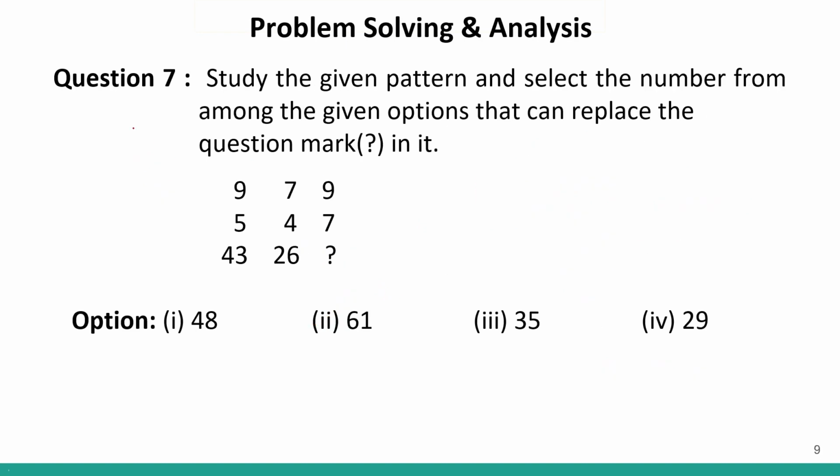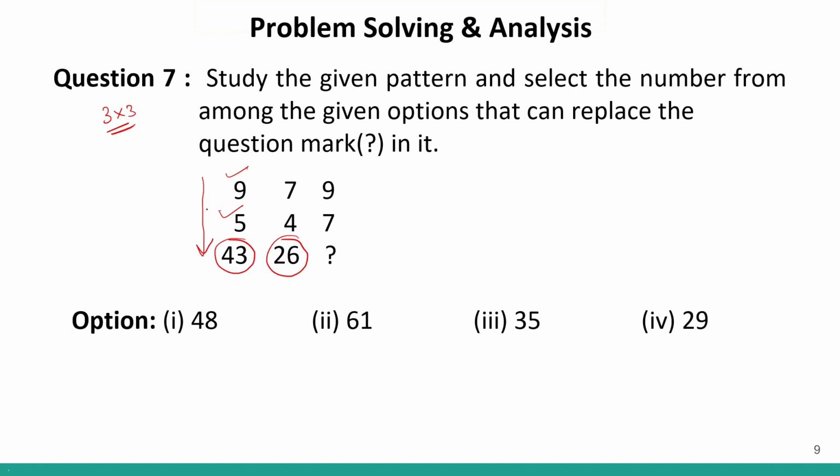Now, question number 7, which is again a 3 into 3 grid. If you look at question number 7, you can see that all the numbers are comparable to each other. 9, 7, 9 is comparable. 5, 4 and 7 is also comparable. So probably this is not the logic. But over here, if you look at these numbers, 43 and 26, they are significantly higher than 9 and 5. So probably the logic moves like this.